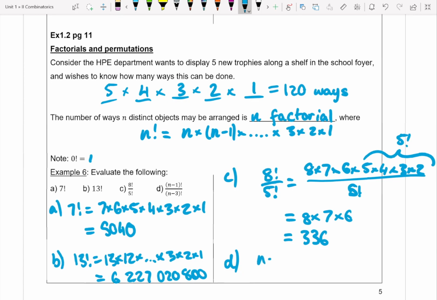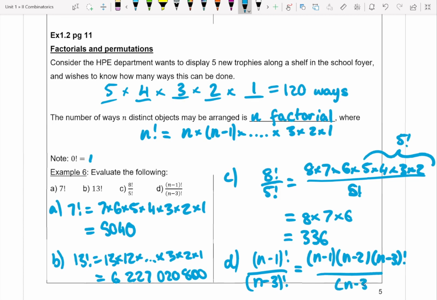For the last one, we're looking at it a bit more abstractly. So n minus 1 factorial over n minus 3 factorial. We're assuming here n is a natural number, so any positive integer. If we apply the factorial, we're going to get n minus 1 times n minus 2 times n minus 3, and so on and so forth. But n minus 3 we have on the denominator, so I could write that as n minus 3 factorial, and that's going to be over itself.